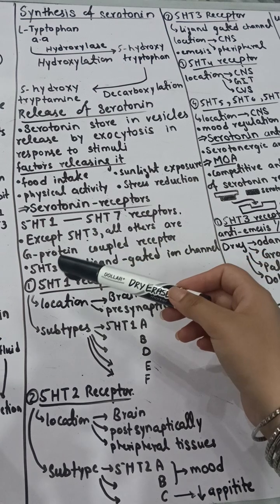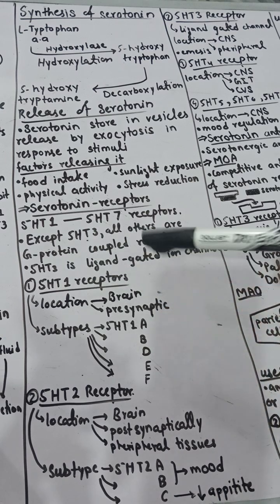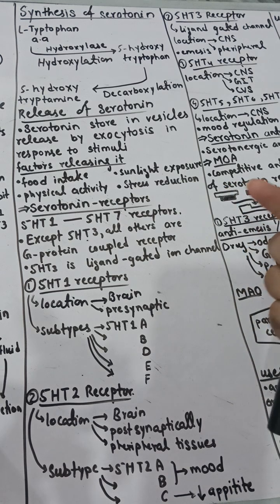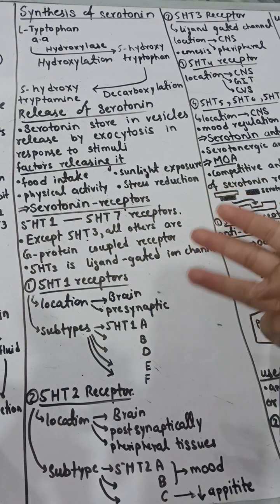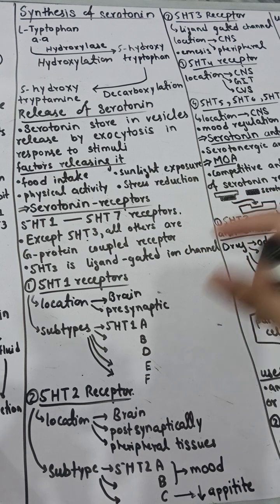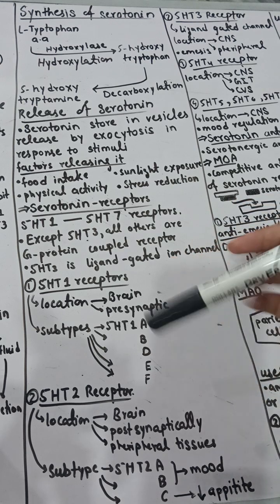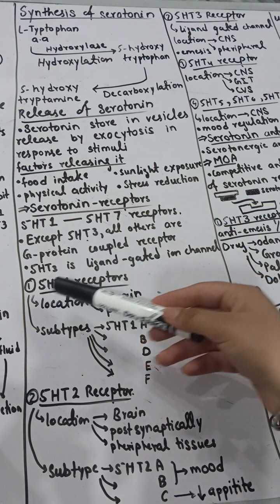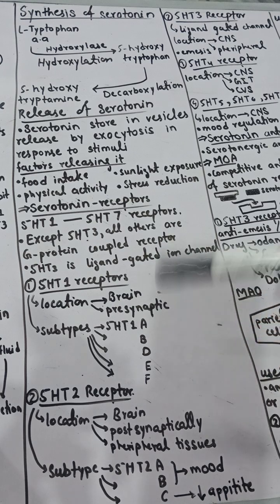Now, except the 5HT3 receptor, all the other receptors are G protein coupled. Meaning 5HT1, 2, 4, 5, 6, 7 are all G protein coupled receptors. But this 5HT3 is a ligand gated ion channel, so it has a different nature. How the G protein coupled receptor works, we have discussed it. How the ligand gated ion channel works, we have discussed that, so I'm not repeating that.